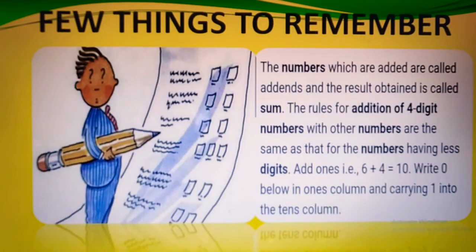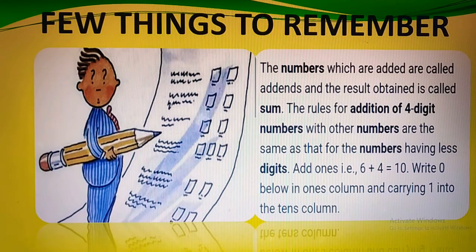Now few things to remember. कुछ चीजें जो आपको याद रखनी है. The numbers which are added are called addends. And the result obtained is called sum. जो नंबर हम ऐड करते हैं उनको हम एडेंड्स बोलते हैं और ऐड करने के बाद में जो नंबर आता है उसको हम सम बोलते हैं.